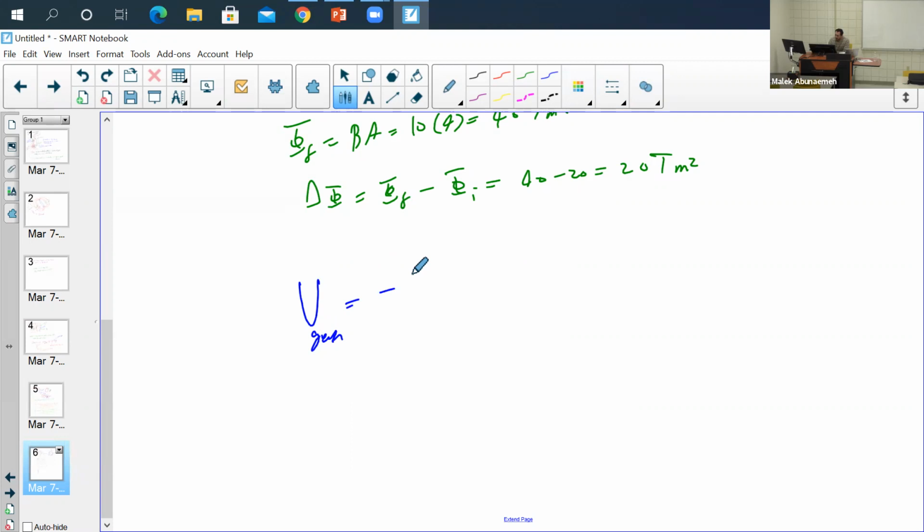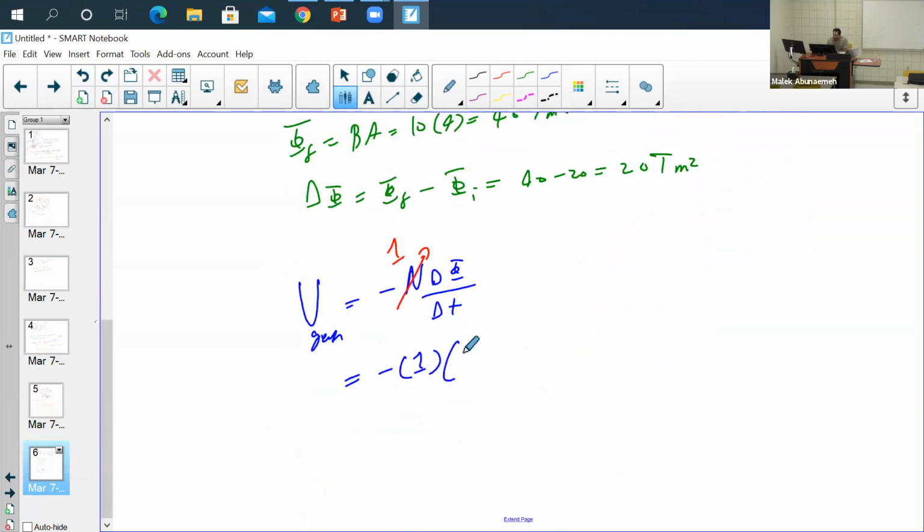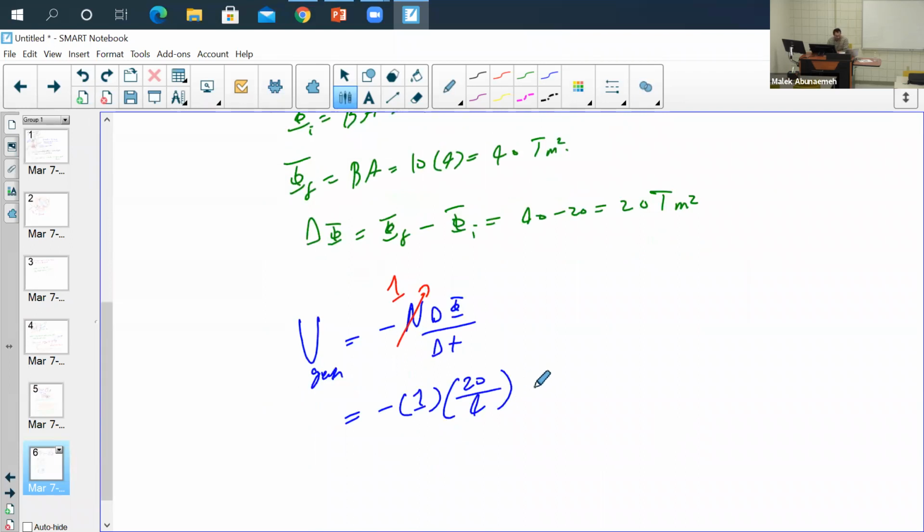Now your voltage generated from Faraday's law is minus N times the change of flux over the change of time. Let's say we have one loop, so N equals 1. Your generated voltage is going to equal minus, and I'm going to keep the minus over here just to remind us to use Lenz's law, as we did earlier. So it'd be 20 divided by the change of time, which is 4 seconds, which equals minus 5 volts.